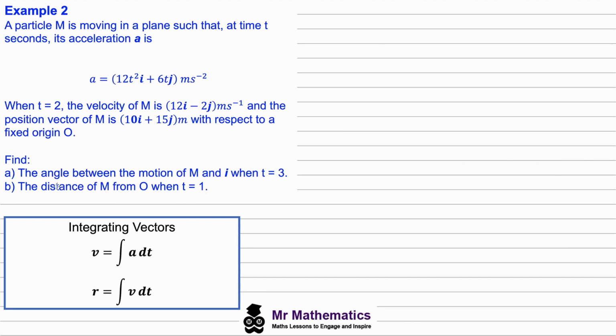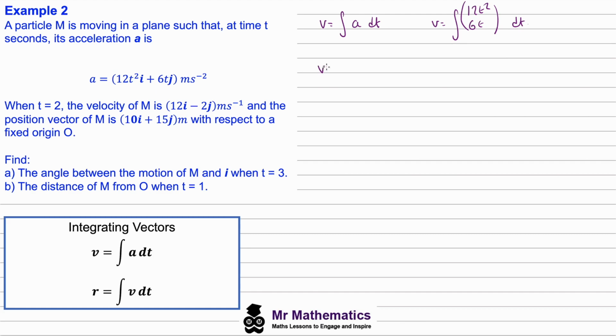Okay, so for part A, to work out the angle of motion of m and the i component when t equals 3, we need to work out velocity, because velocity has direction. So the velocity will be the integral of the acceleration with respect to time. So if we substitute this expression for acceleration, v will be the integral of, we'll use column vector form, 12t squared for our i component and 6t for the j component. Put this in brackets and we'll integrate with respect to time.